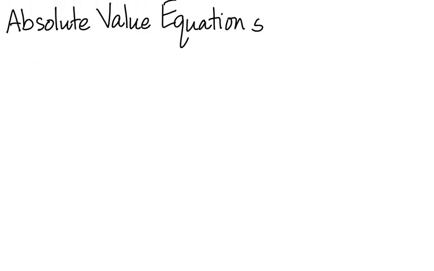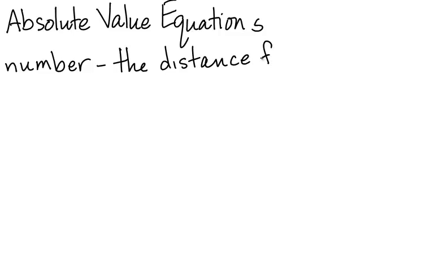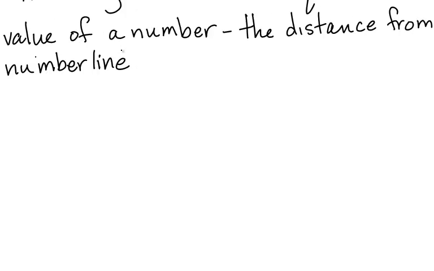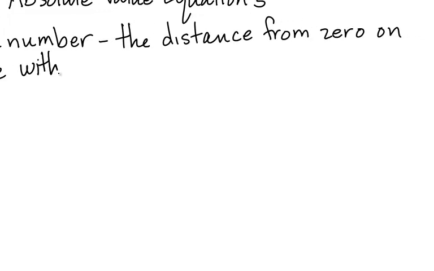Absolute value of a number is actually the distance from 0 on the number line. Absolute value of a number is the distance from 0 on the number line without regard to the direction.